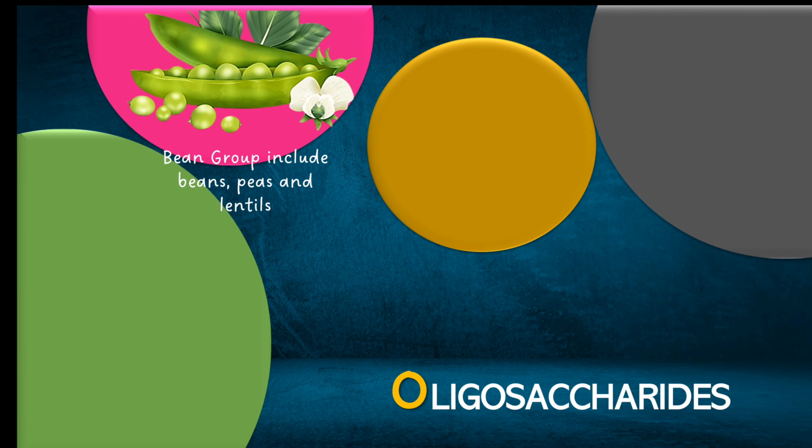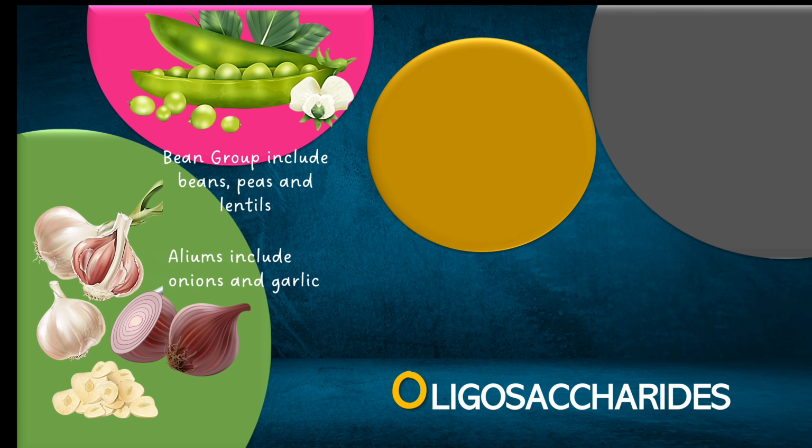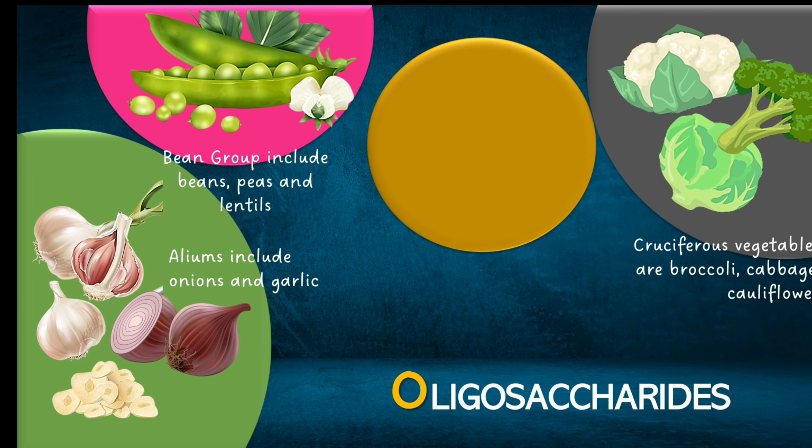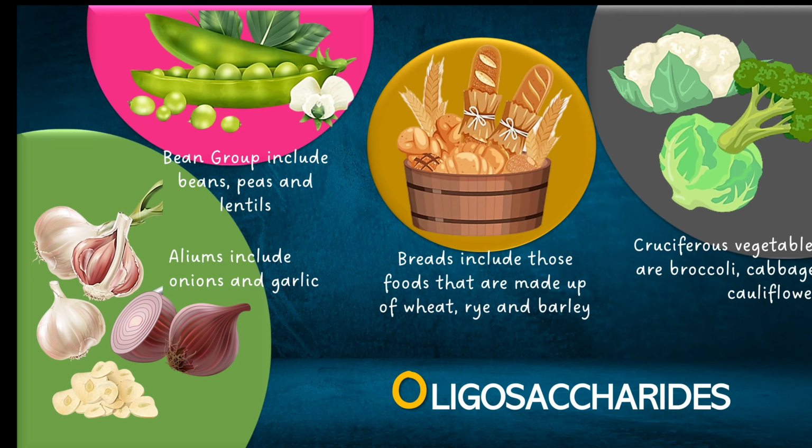The foods that come under the bean group include beans, peas, and lentils. The alliums include onions and garlic. The cruciferous vegetables are broccoli, cabbage, cauliflower, etc. And breads group include those foods that are made up of wheat, rye, and barley.